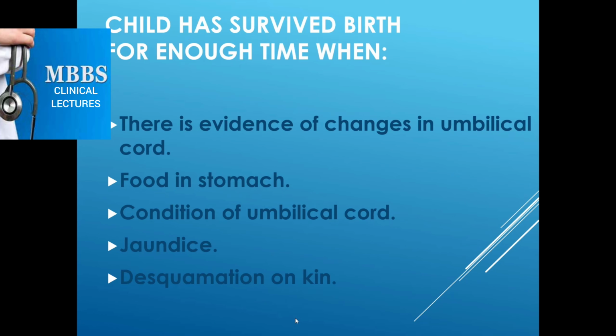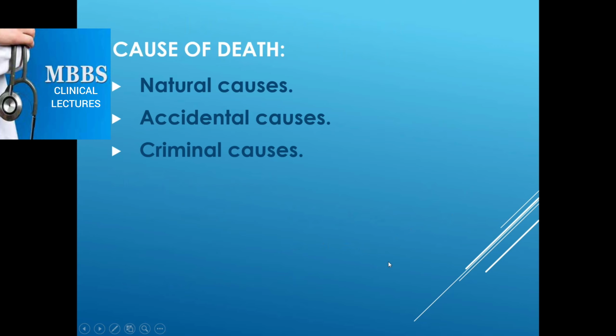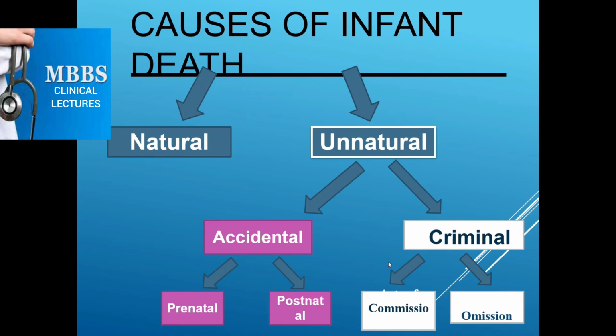The child has survived birth for enough time when there is evidence of change in the umbilical cord, food in the stomach, presence of jaundice, and desquamation of the skin. Then the causes of death: there may be natural causes, accidental, and criminal causes. Accidental causes may be prenatal, before birth, or postnatal, after birth. Criminal causes may be acts of omission and acts of commission.